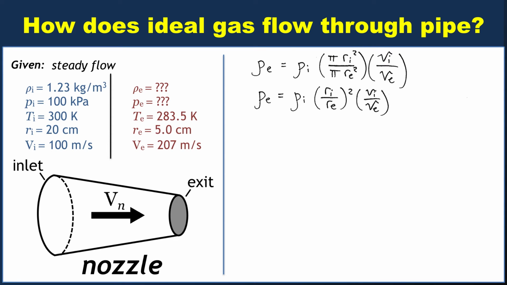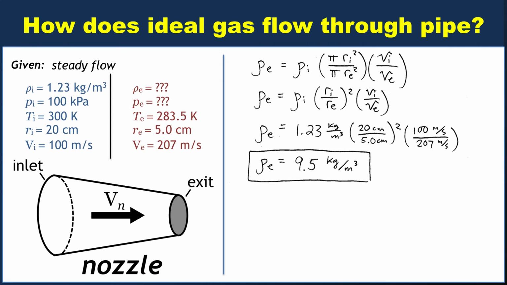Okay, now we're at the point where we can put in numbers. We know all of the stuff on the right-hand side, so let's do that. Density is 1.23 for the inlet. The ratio of radii is 20 to 5, and then that quantity is squared. The ratio of velocities is 100 to 207. So we do that, and we get an exit density of 9.5 kilograms per cubic meter.